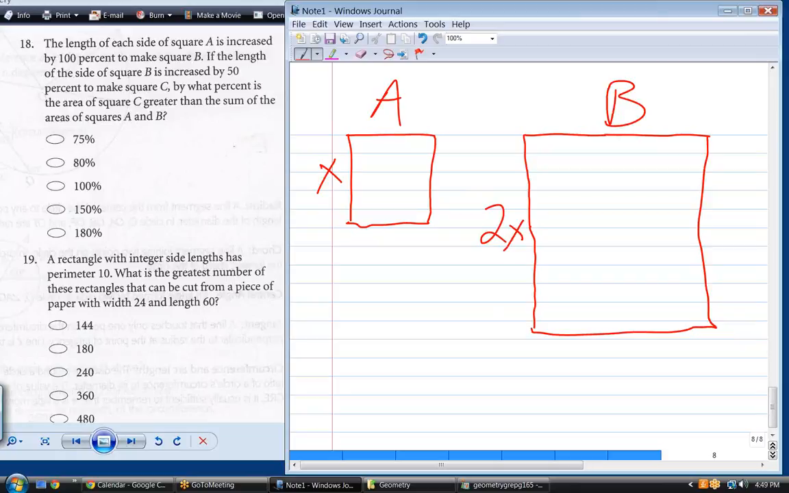If the length of the side of square B is increased by 50% to make square C, what's the side of square C? Square C would be 3x. Okay.